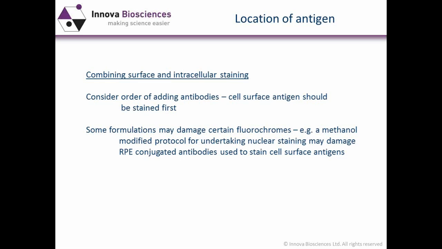And also be aware, particularly if you're using some formulations for nuclear staining, that some fluorochromes may be damaged. So for instance, a methanol protocol for undertaking nuclear staining may well damage phycoerythrin conjugated antibodies that have been used to stain cell surface markers. So once again, plan your experiments and understand exactly what you're looking for and the impact of your reagents on the antibody staining that you're undertaking.